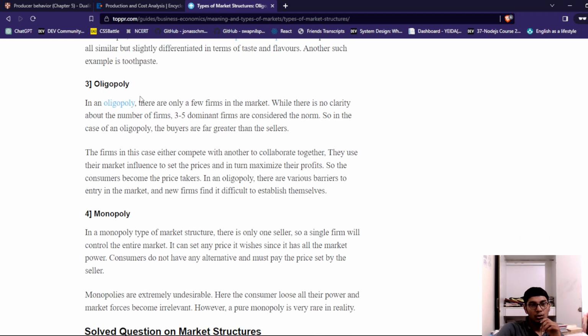Oligopoly. There are many firms in the market, while there are a limited number of firms. In the case of oligopoly, the buyers are far greater than the sellers.